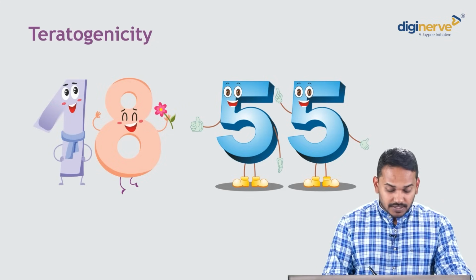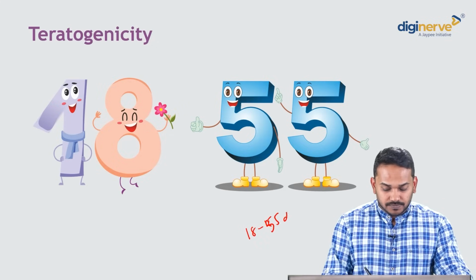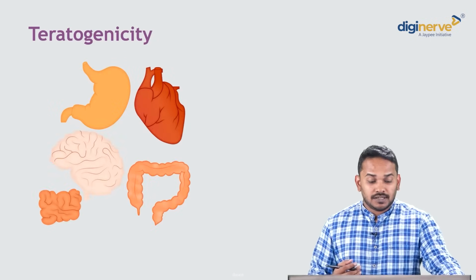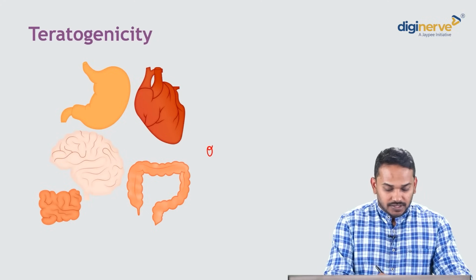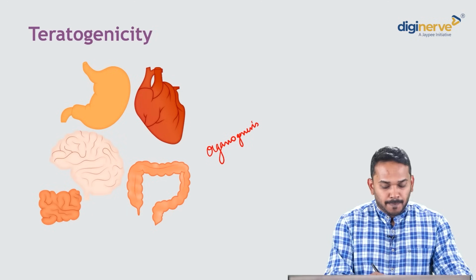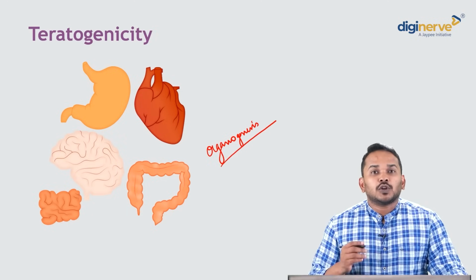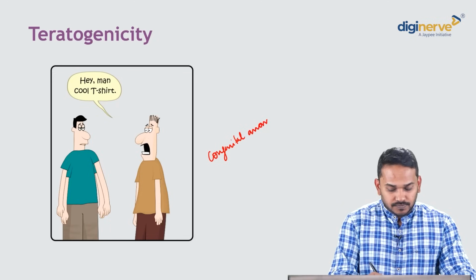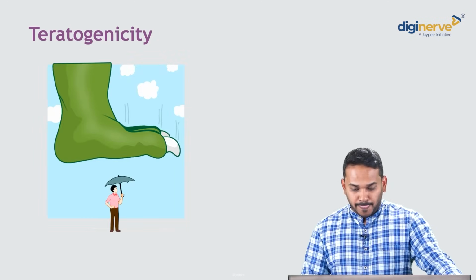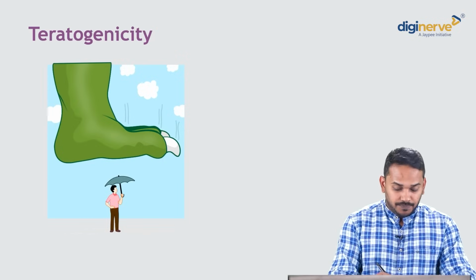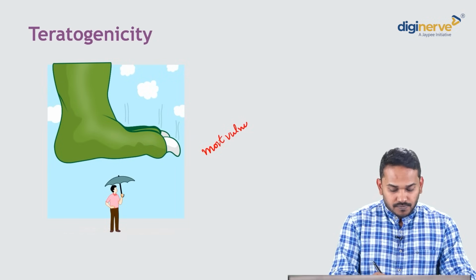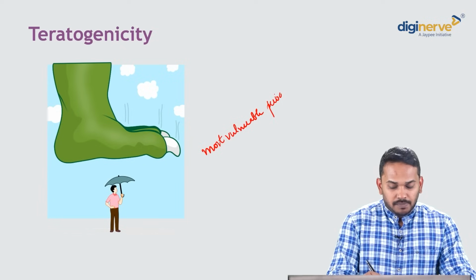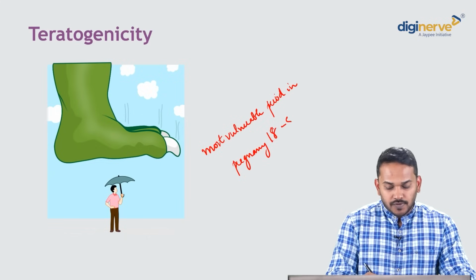The most vulnerable period in pregnancy is between 18 and 55 days. This is very important, 18 to 55 days. This is the time period in which various organs are derived. This is known as organogenesis. The use of teratogenic drugs in this period can result in congenital anomalies. And this is the most vulnerable period in pregnancy, 18 to 55 days.